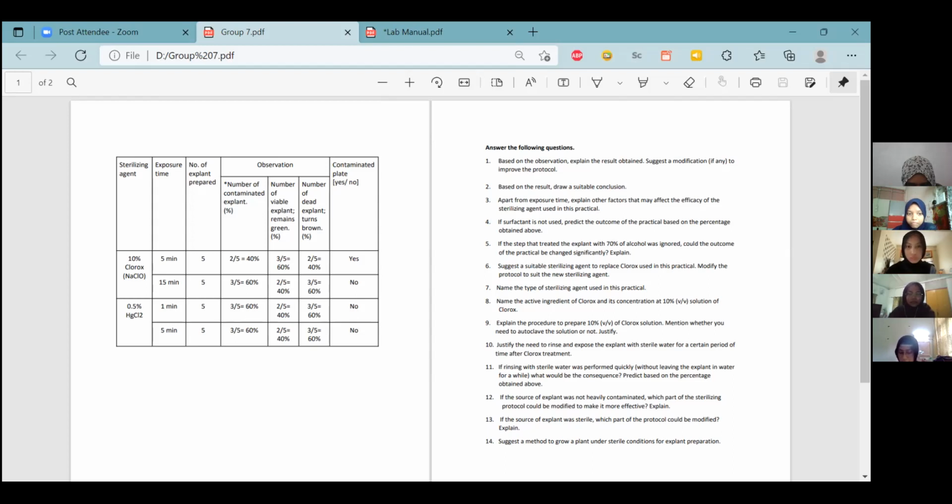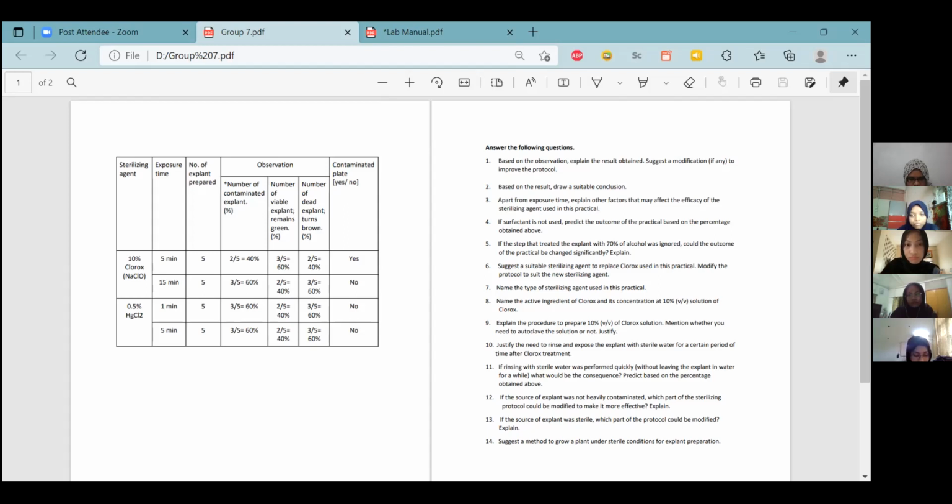And it's vice versa for no, where the contaminated explant for the 15 minutes, we get 60%. So the other 40% is actually derived from the contaminated plate. So we put it as no. And same goes for the 0.5% mercury chloride. We put no for the contaminated plate for both, because the number of contaminated explants is actually 60% for both 1 minute and 5 minutes. So the remaining 40% is actually for the contaminated plate. So we put both as no.